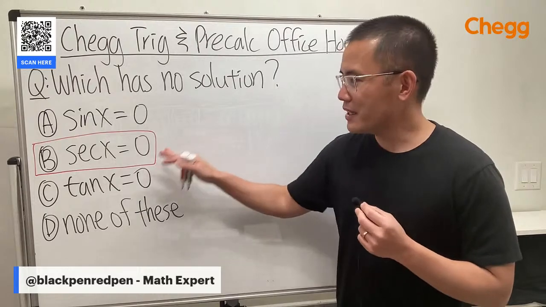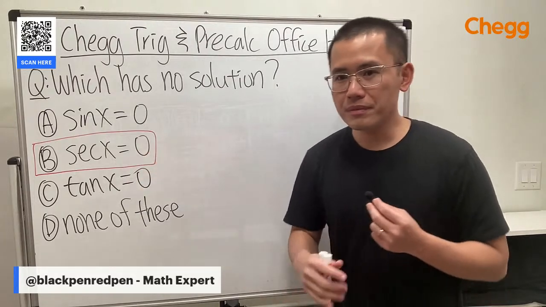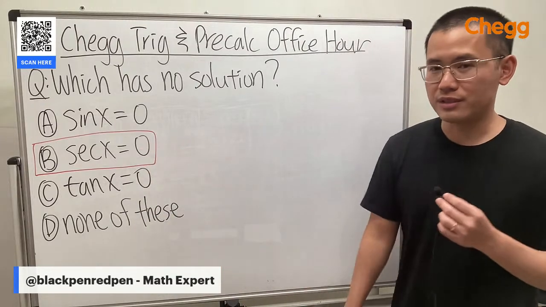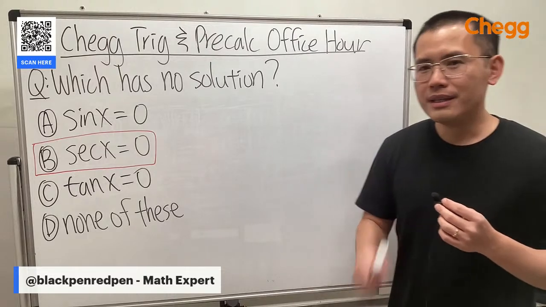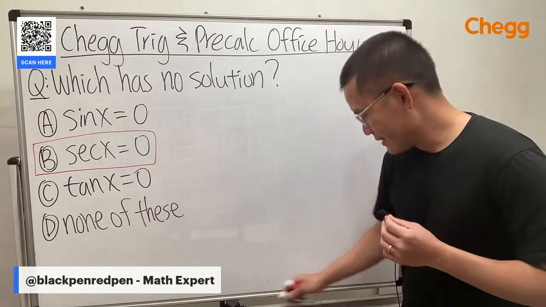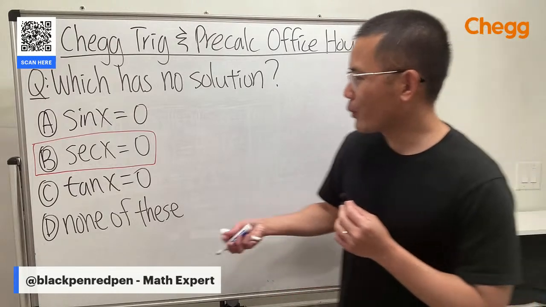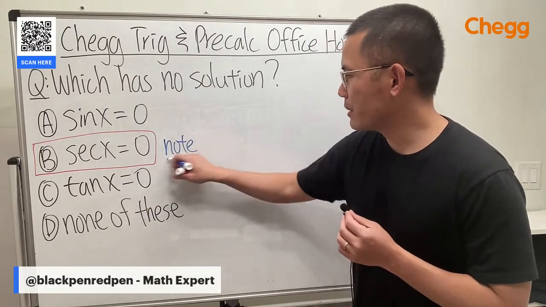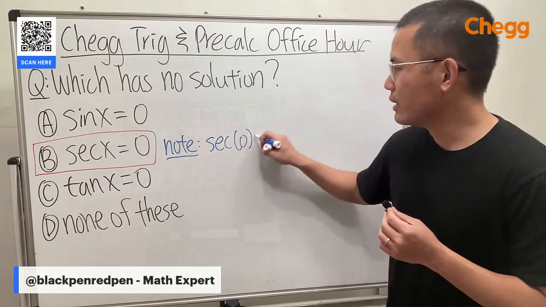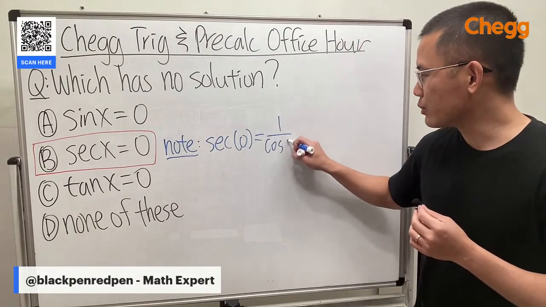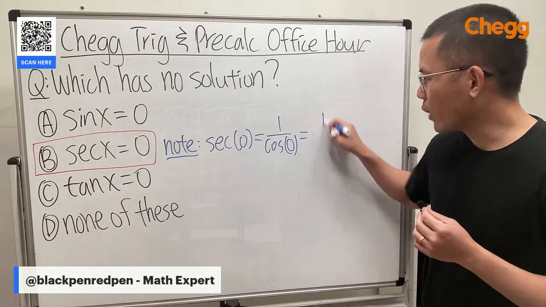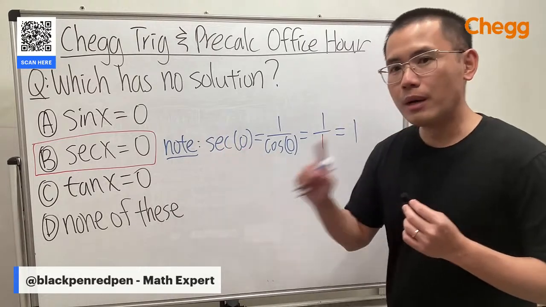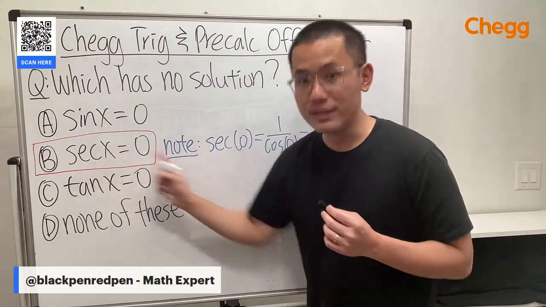In fact, this right here is not even like no solution in the real world. This right here is just no solution at all. You don't even have imaginary solutions, none of that. Secant 0 is defined. Here, let me just make a quick note. I'm talking about which equation has no solution. If we have secant 0, this is the same as 1 over cosine 0, and cosine 0 is equal to 1. So secant 0 is just equal to 1. Okay, so you can do secant of 0, but the truth is you cannot solve this equation.